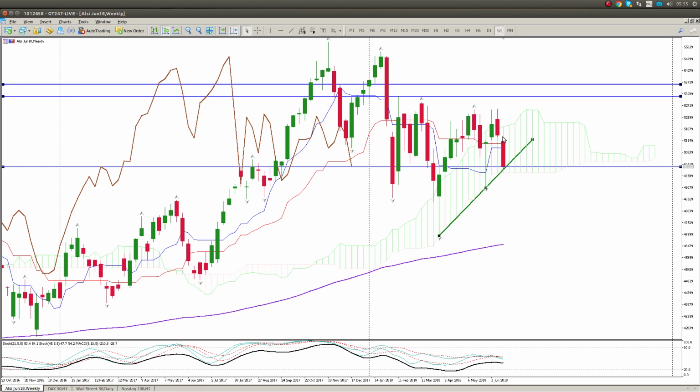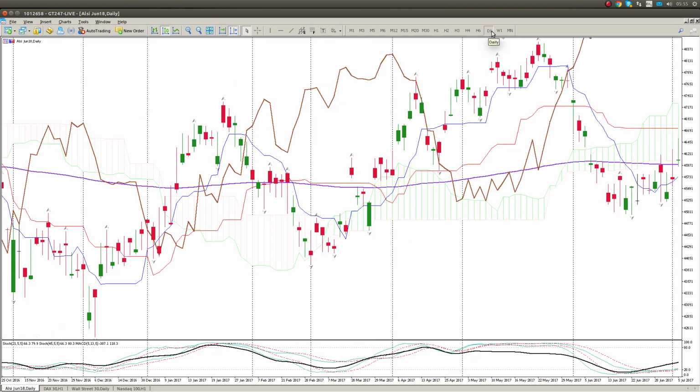Although we do at this stage have quite a bearish candle, we're going to have to see what happens on this trend line. The last two times that it's hit here, you can see how the buyer stepped in. Okay, so let's just get down to the daily.